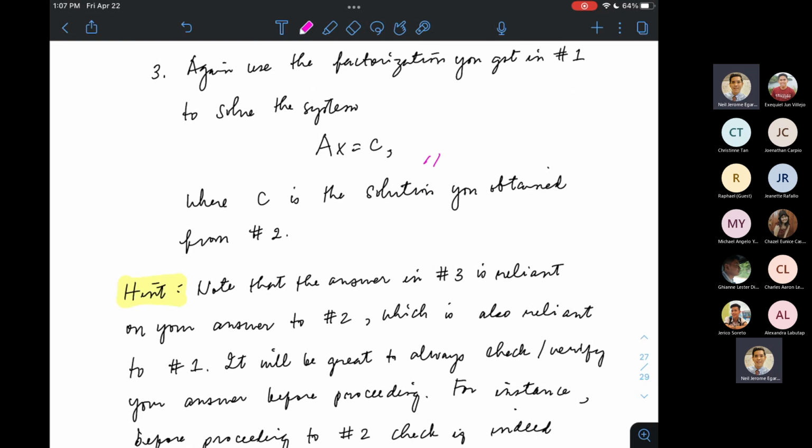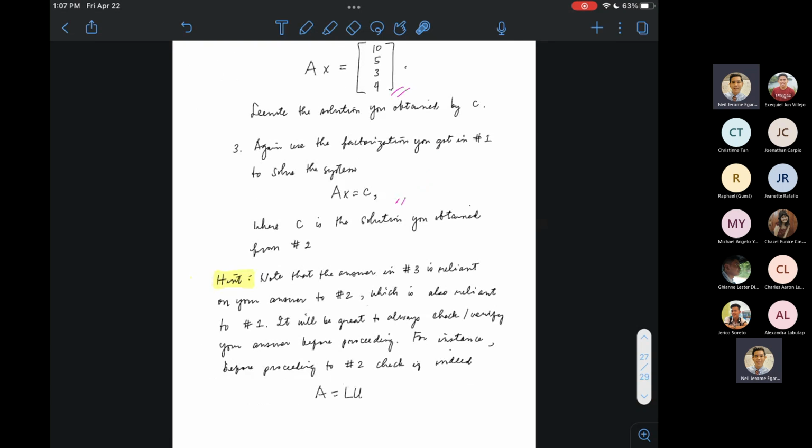So dito, forward substitution ulit, tapos back substitution. Alright? Tapos, bago mo i-submit kay Canvas, i-check mo ulit. Yung nakuha mo bang solution, pagka ni-left multiply ko ng A, alright, ang sagot ba ay si C. Alright? So yun yung mga sanity checks na pwede nyong gawin along the way. Okay? So I think that's it.